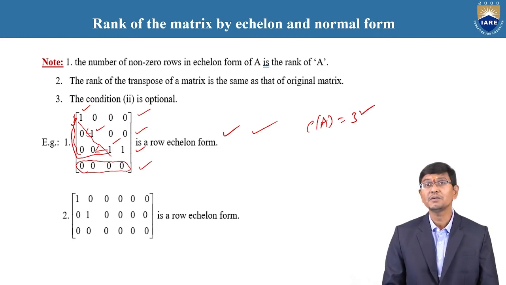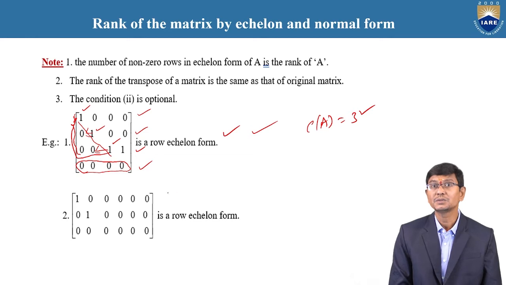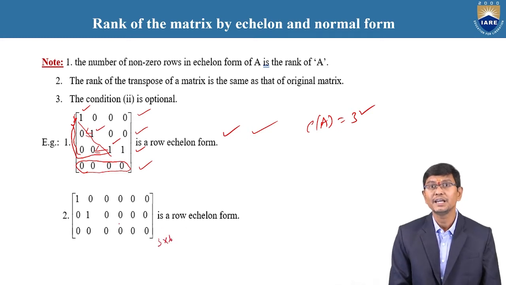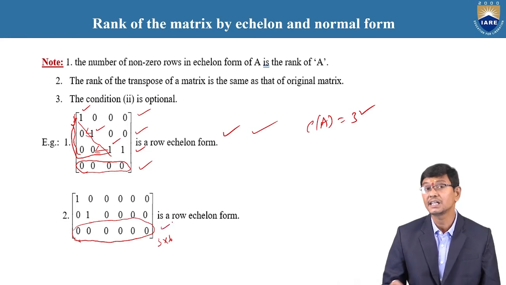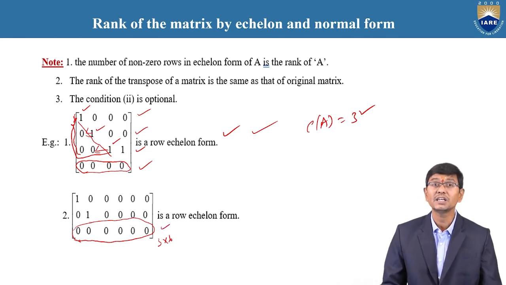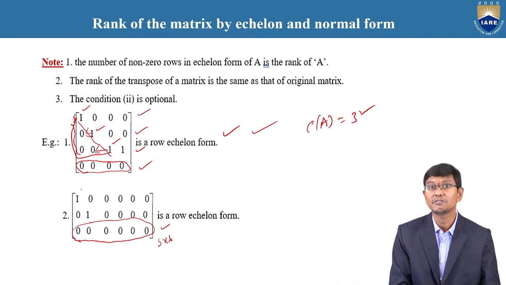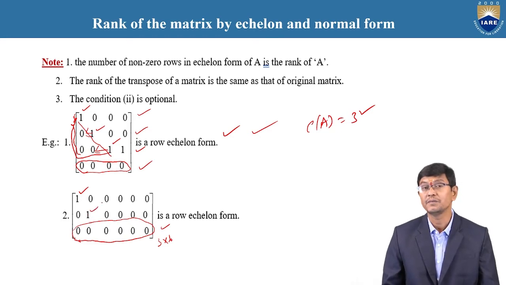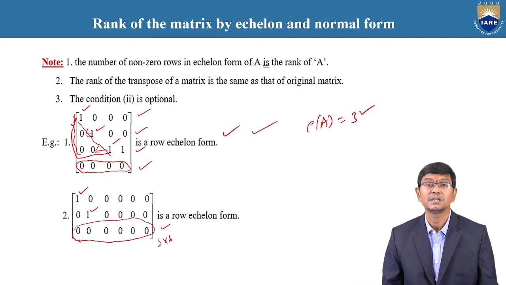And next, we need to understand the second example. In that also, the given matrix is a 3 by 6 matrix. Here a zero row is available. Therefore, in this matrix, if a zero row is available, we need to consider it as the last row. Therefore, the first condition is clearly satisfied. And for the second condition, the first non-zero element in each row is a unit value, 1. Therefore, it is 1 and it is also 1, so the second condition is also satisfied.